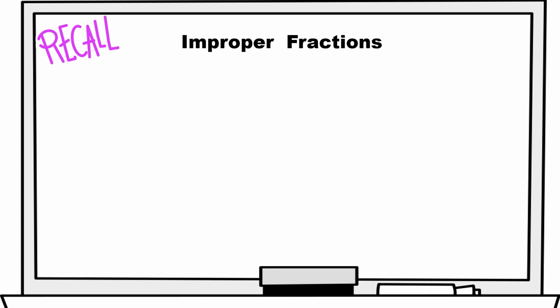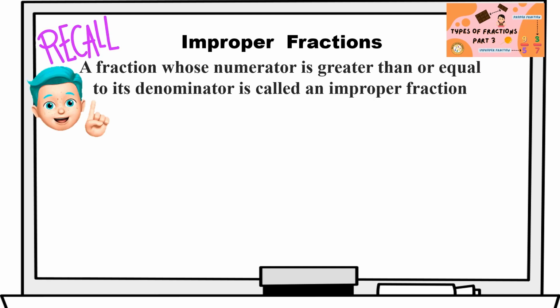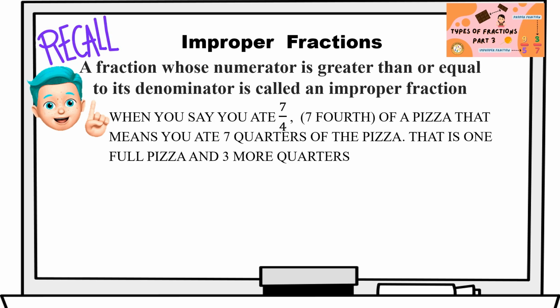Now let's recall what are improper fractions. You can also see the video Type of Fractions Part 3. A fraction whose numerator is greater than or equal to its denominator is called an improper fraction. I am going to take up the same example which I had taken in that previous video. When you say you ate 7/4 of a pizza, that means you ate one full pizza and 3 more quarters.